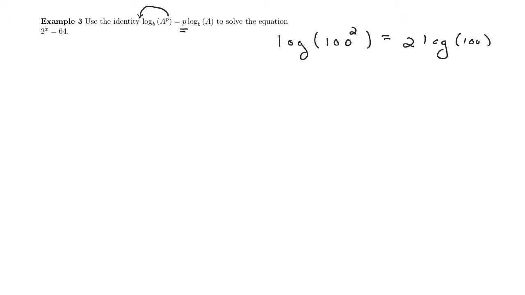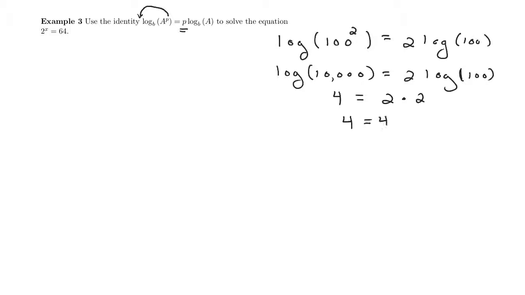To show that the left side is equal to the right side, I'm just going to simplify both sides. Okay, on the left, 100 squared is 10,000. You get 4 zeros. And on the right, I'm just going to copy down log of 100. And I'll write the 2 in front of it. Now log of 10,000 is 4 because there are 4 zeros that appear in 10,000. For log of 100, that's going to be equal to 2 because there's 2 zeros in 100. And it turns out that, well, 4 is equal to 4.